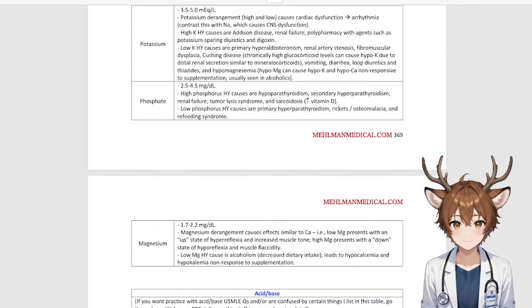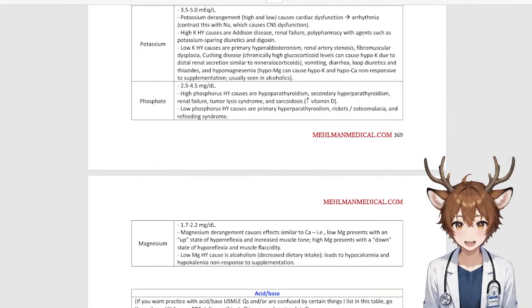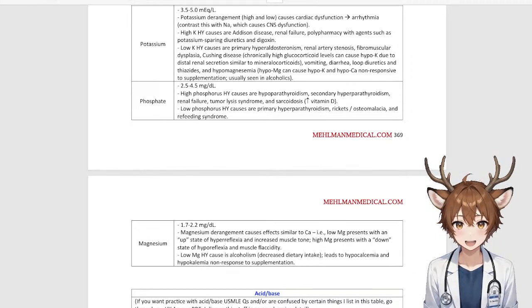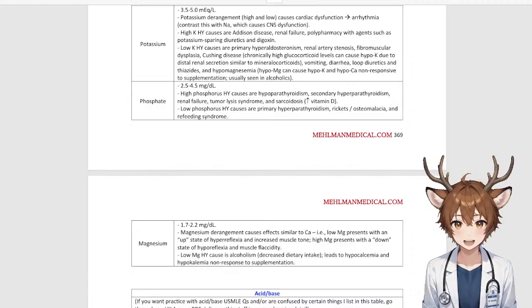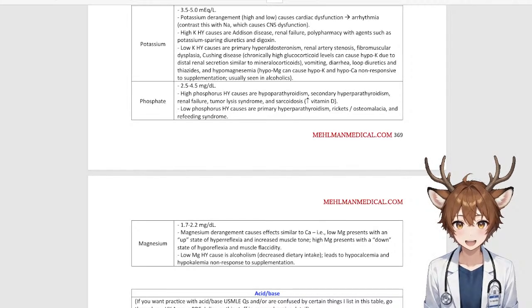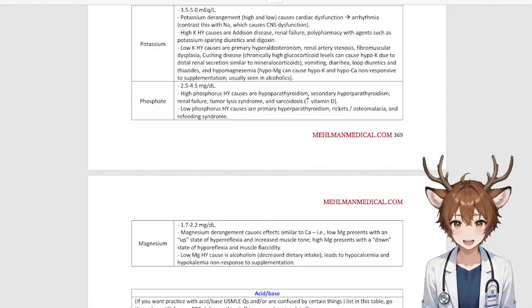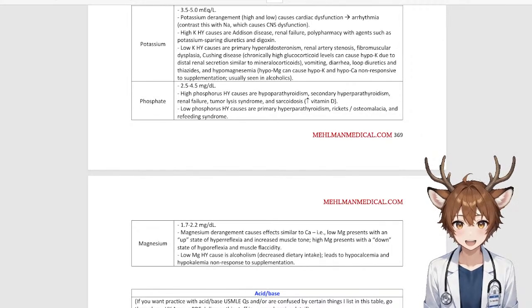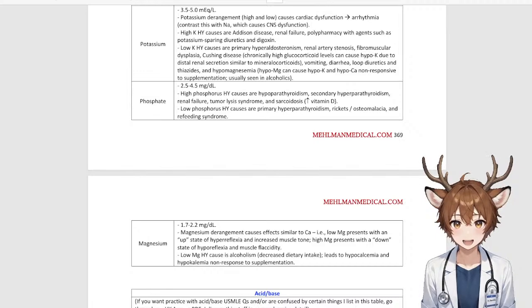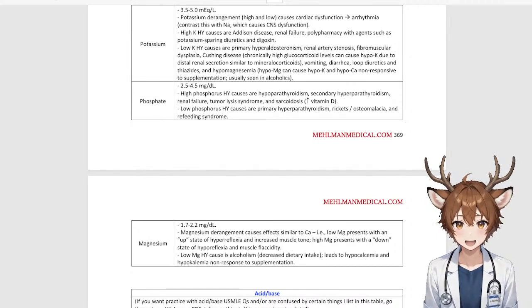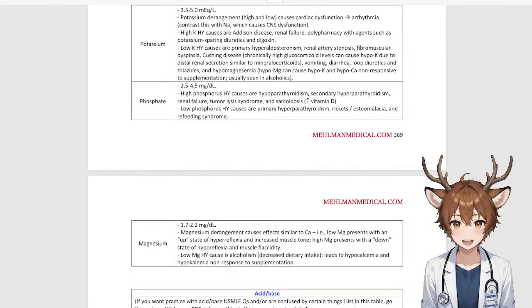Phosphate, 2.5 to 4.5 milligrams per deciliter. High phosphorus, high yield causes are hypoparathyroidism, secondary hyperparathyroidism, renal failure, tumor lysis syndrome, and sarcoidosis, elevated vitamin D. Low phosphorus, high yield causes are primary hyperparathyroidism, rickets/osteomalacia, and refeeding syndrome. What about magnesium?